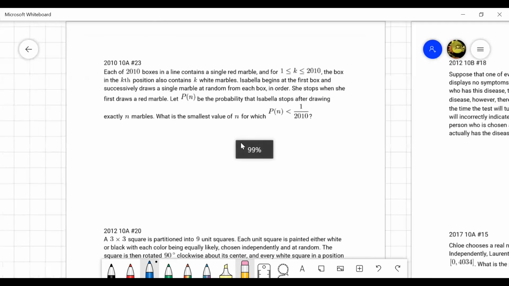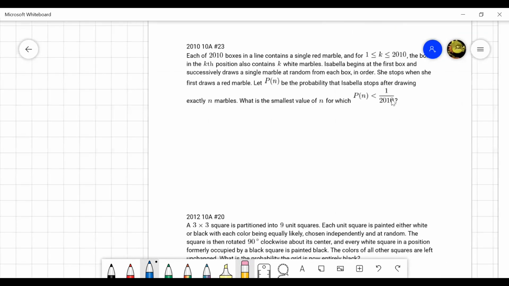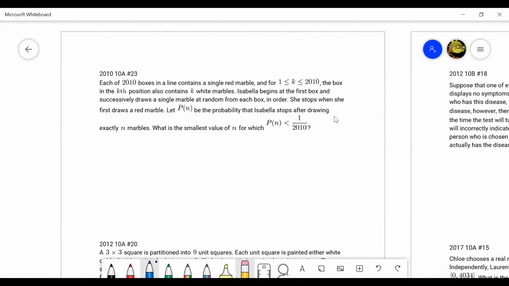Problem 20. This next one is probability, but using variables, and that's a little bit different from what we've done before. Each of 2010 boxes is in a line, and they contain a single red marble. The box in the Kth position also contains K white marbles. She begins at the first box and draws a single marble, and then she stops when she draws a red marble. So basically, the first box has 1 red, 1 white. The second box has 1 red, 2 white, if I'm not mistaken.